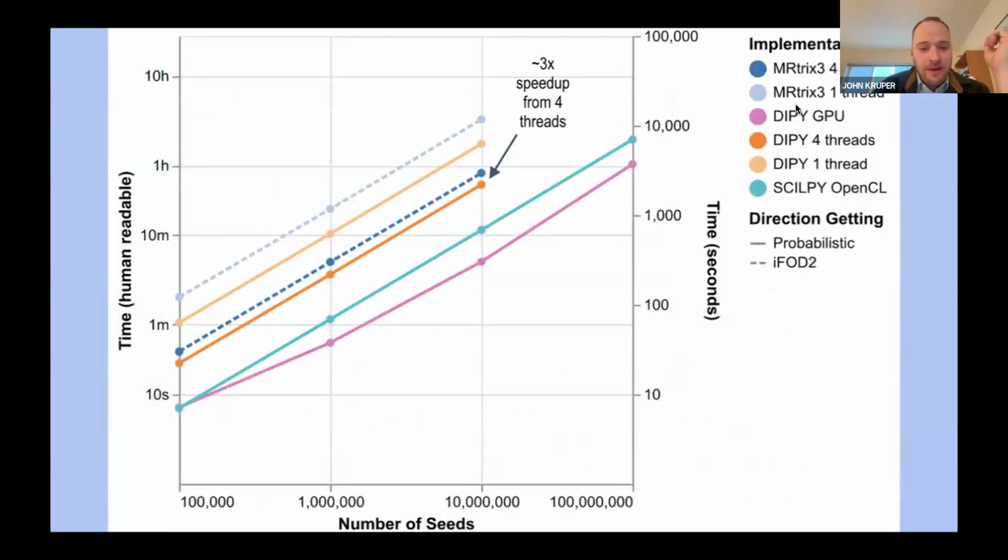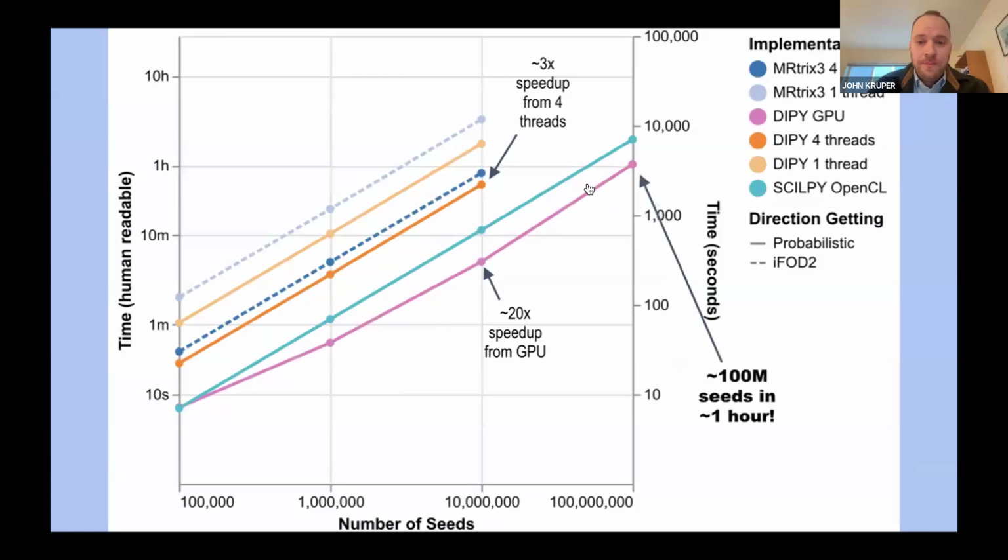We're going to look at this again now on a log scale to get a better idea of the consistent speedup you get from using the GPU. Here we've added the MRTrix implementations, which again, I tried to make as similar as possible to the DIPy setup, but they're also doing iFOD2, and there are some other differences. So this is not a direct comparison. It's just to get orders of magnitude.